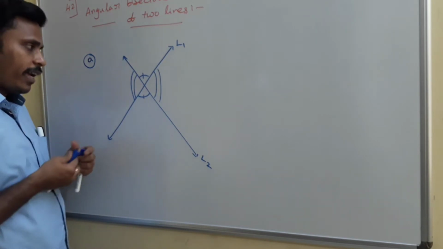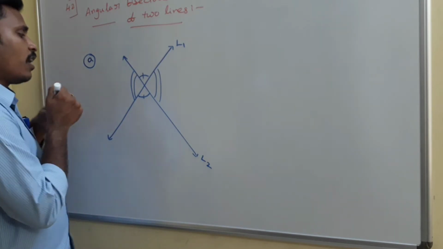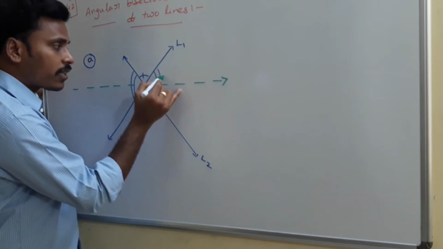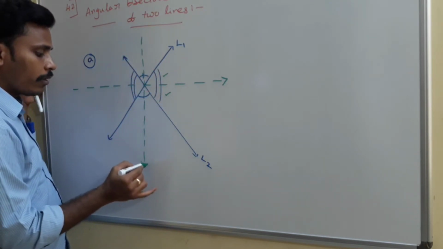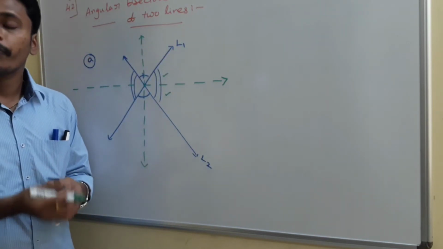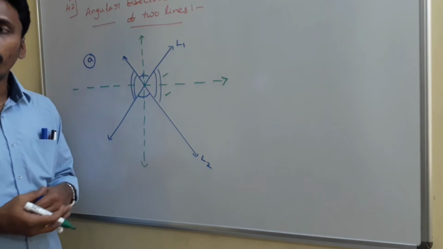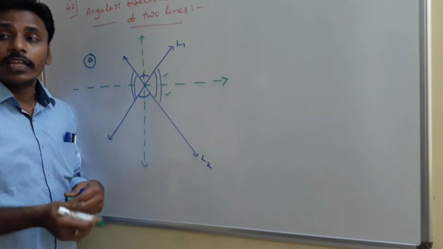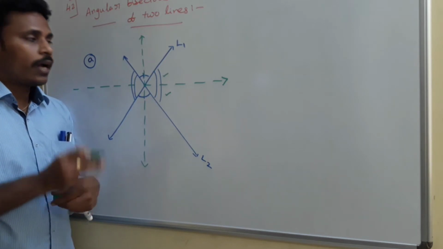Now, if I draw a line which bisects this angle, that line is called the angular bisector. This line will bisect these two equal angles. Again, if I draw a line like this, this is also another angular bisector. If two lines L1 and L2 intersect each other, then four angles are formed. Among those four, opposite pairs are equal and we call them vertically opposite angles. If we draw a line which bisects that angle equally, we call these lines the angular bisectors of those two lines.